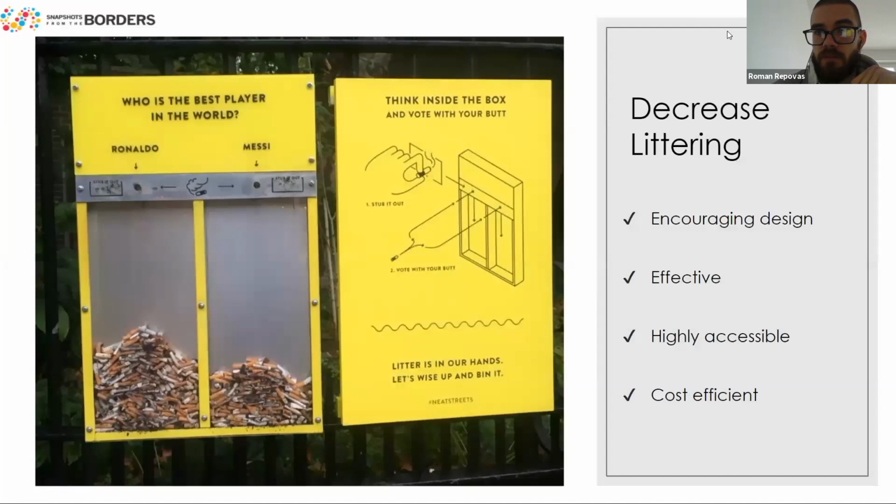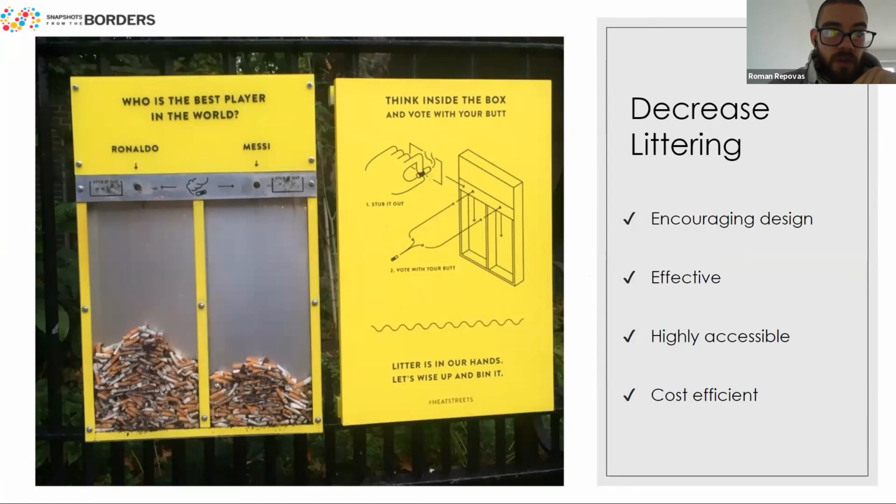So here's a very good example. This was done in Australia and UK, I believe. I'm sure this is being rolled out in a few other places. And the idea here is basically, how can we decrease littering? So this was done on a local scale. And as you can see, it's sort of a voting mechanism, asking smokers who's the best player in the world, whether it's Ronaldo or Messi.